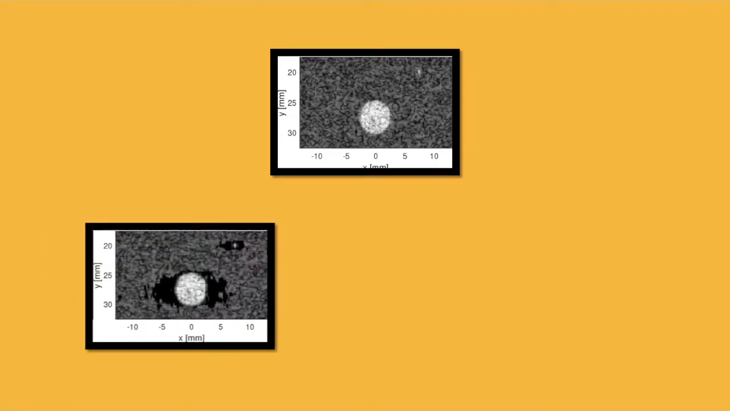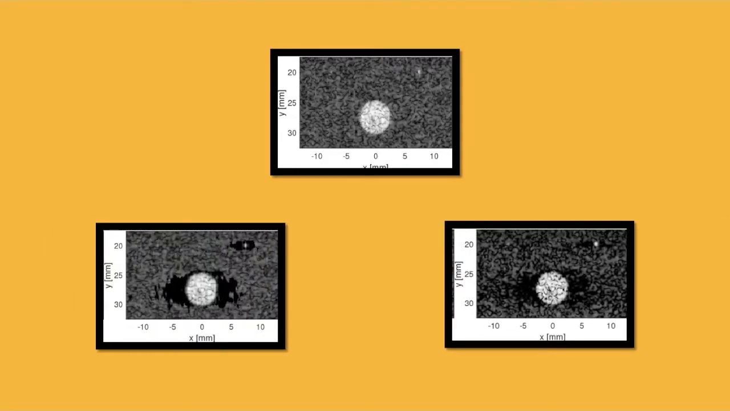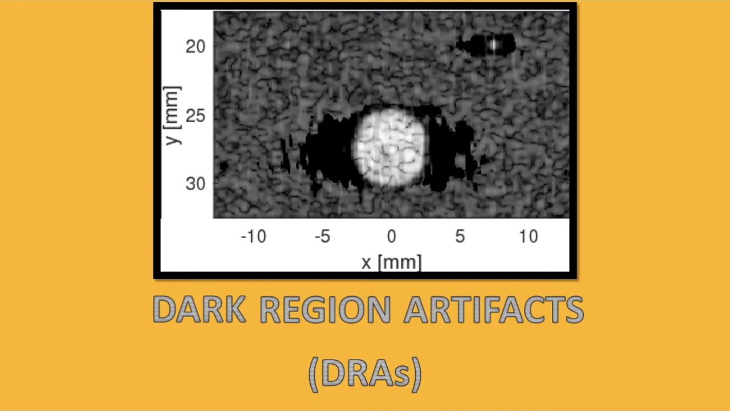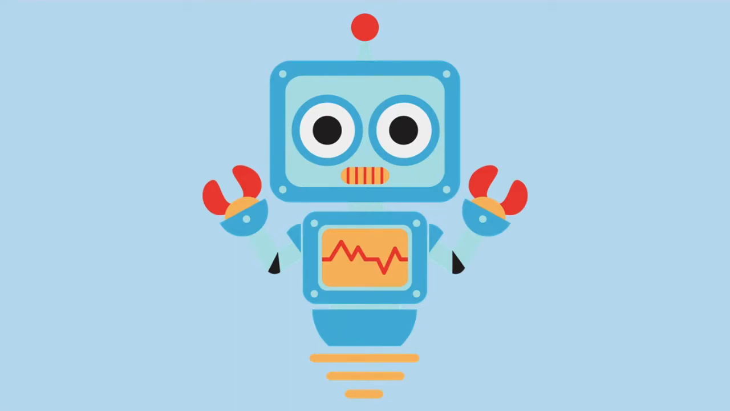But sometimes these machines mess up. They will take a perfectly good picture like that and end up making an image that looks like that, or even worse, like that. These dark regions are called dark region artifacts, or DRAs for short, and they are formed around white cysts with a darker background. So how can a machine help?